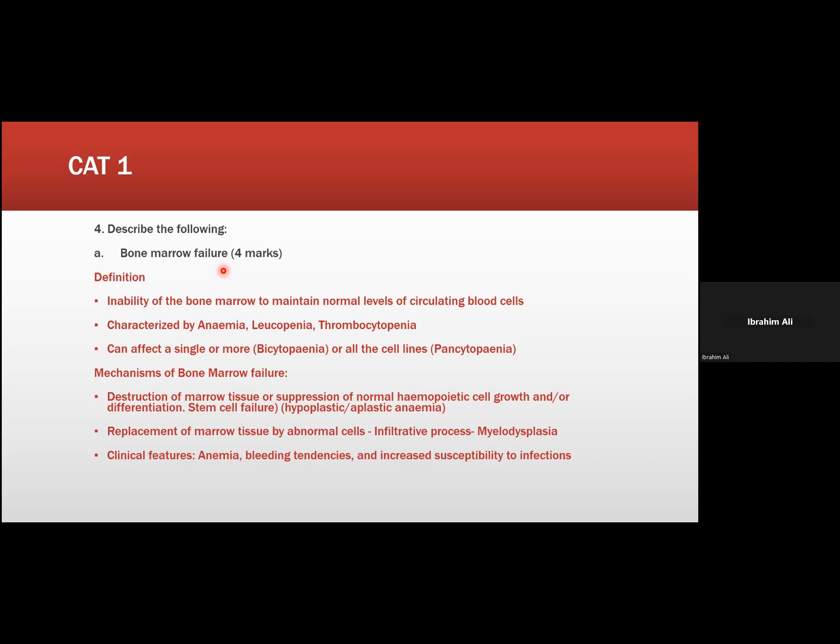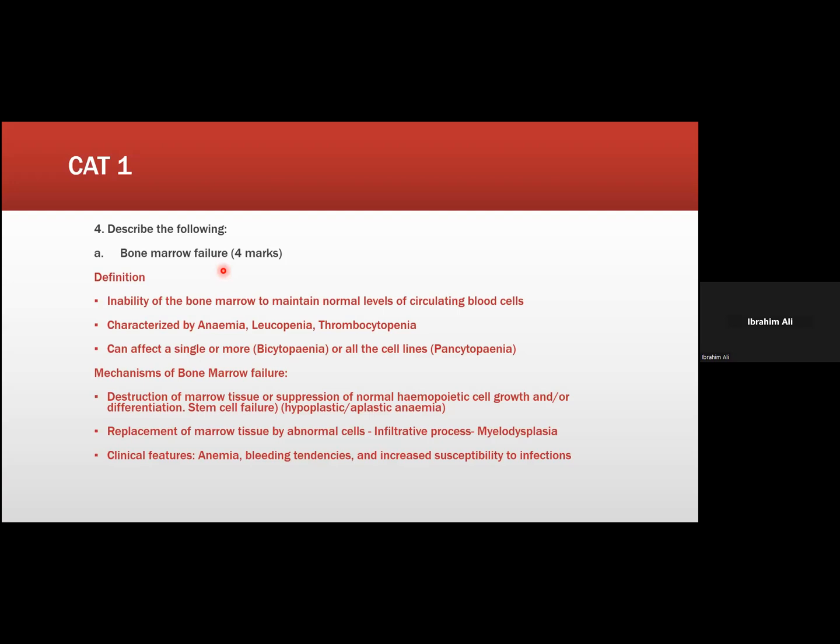The mechanism by which bone marrow failure comes about is through destruction of marrow tissue or suppression of normal hemopoietic cells, and many things can cause this. As we're going to cover, like the cytotoxic drugs, like methotrexate. I think we're going to cover those in pharmacology. Anti-cancer drugs will cause it, and chemotherapies also can cause it, which is the same as anti-cancer drugs.